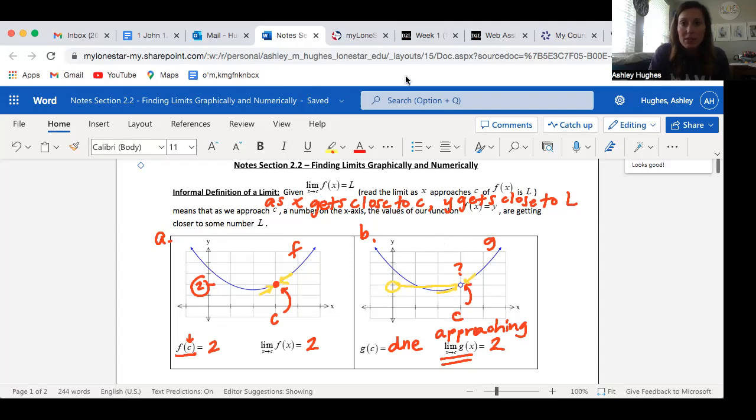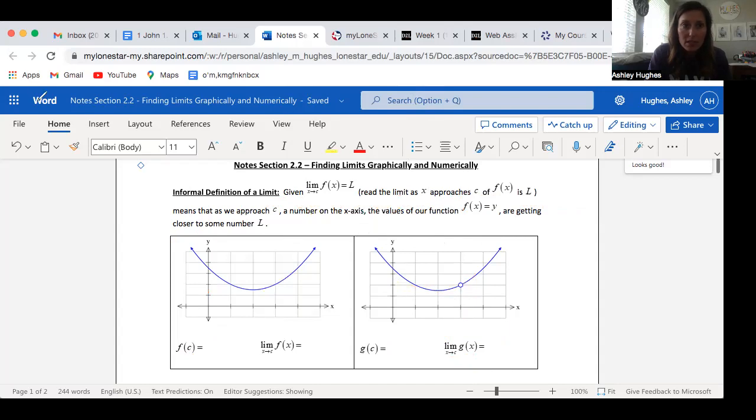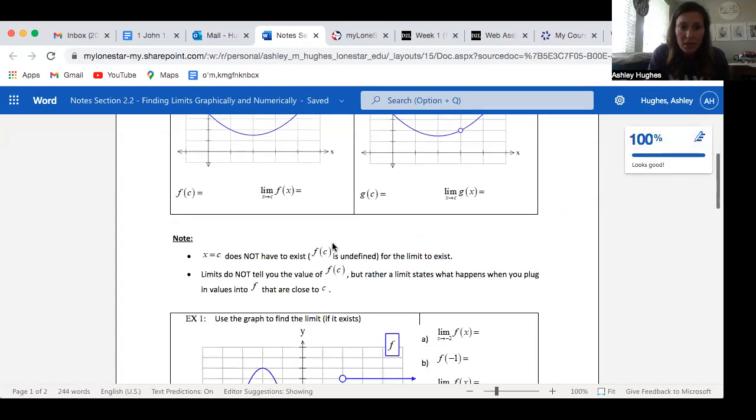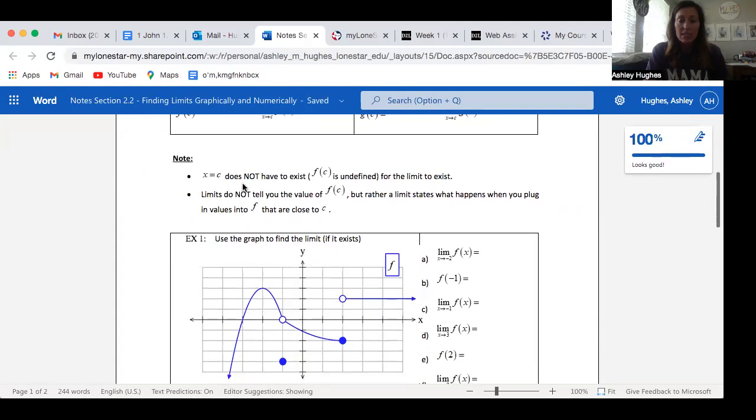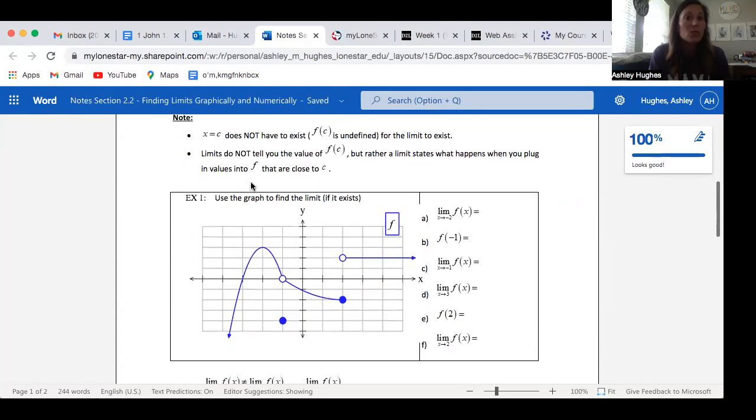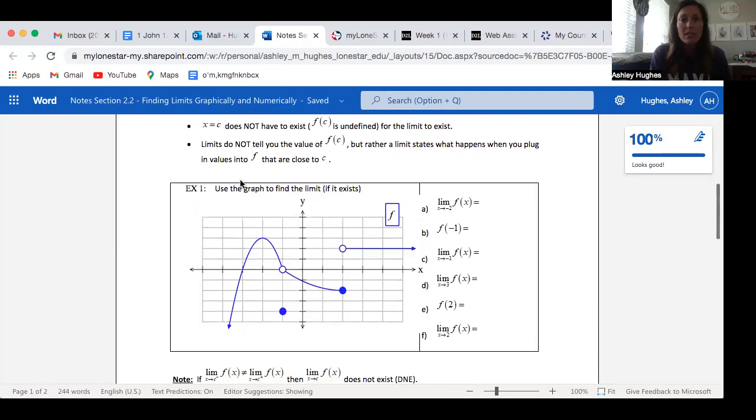So I'm going to clear my screen and move down. Let's look at the next part. Again, it says the function does not have to exist there for the limit to exist. Limits do not tell you the value, but what happens as you get close to c, the idea of approaching.